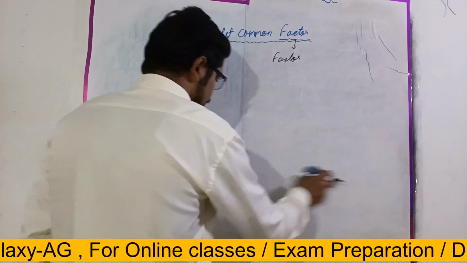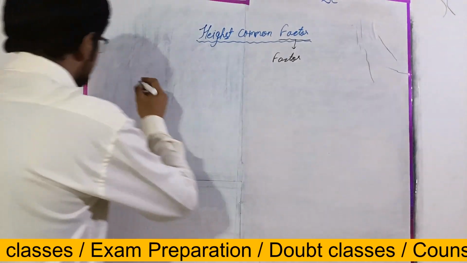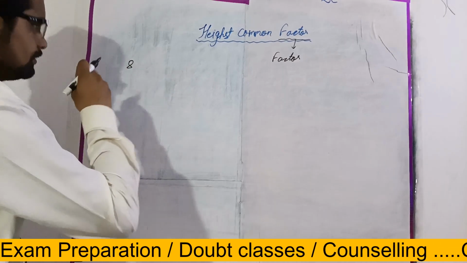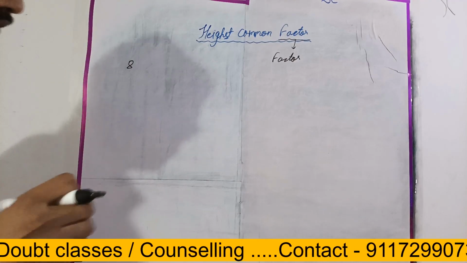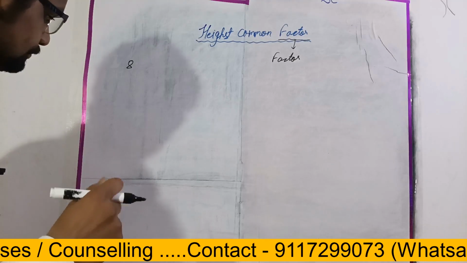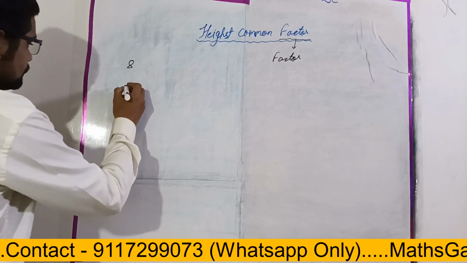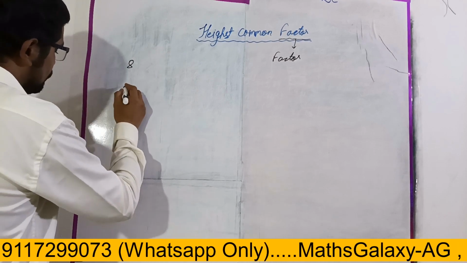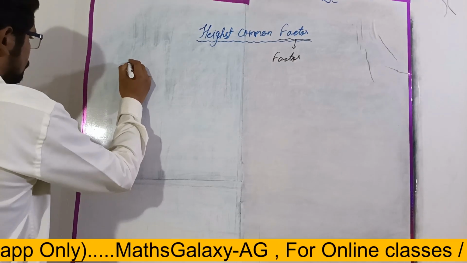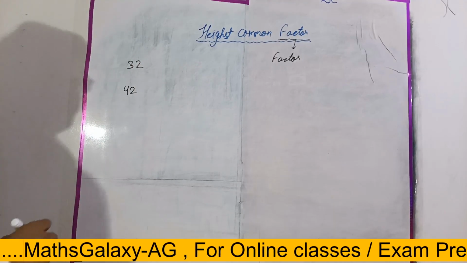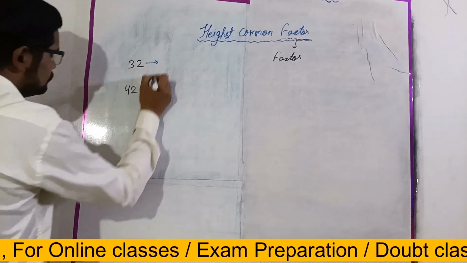See here. Let's see some examples. Let it be 32 and 42, okay? Now can you please tell me what are the factors for 32?